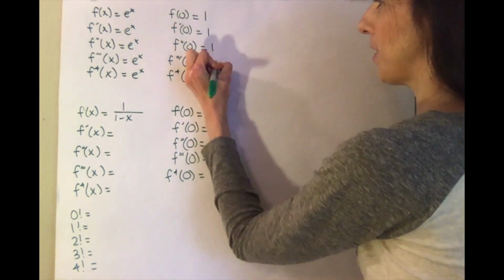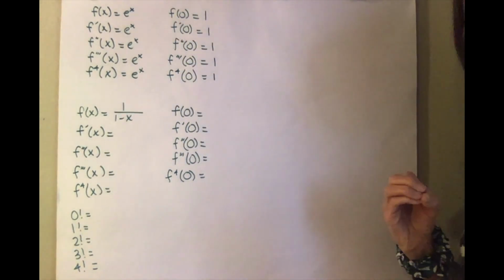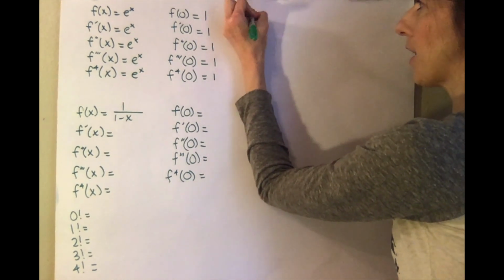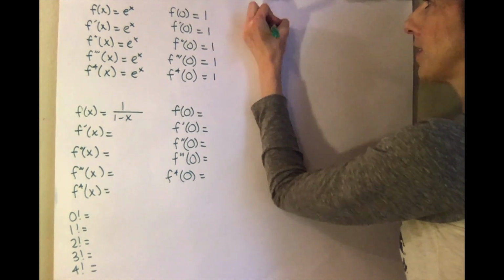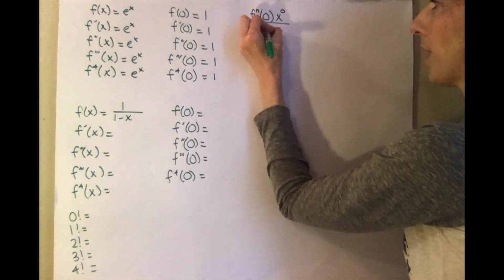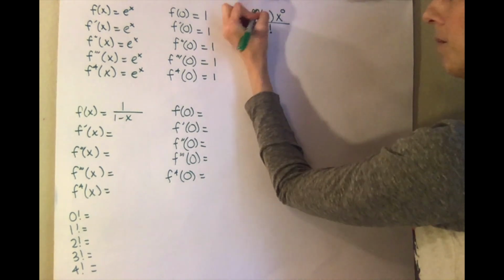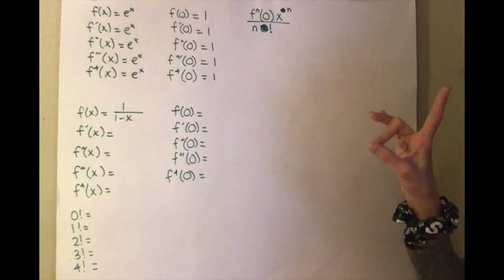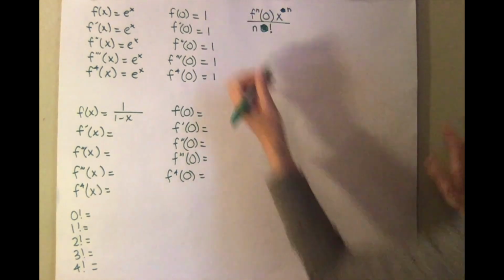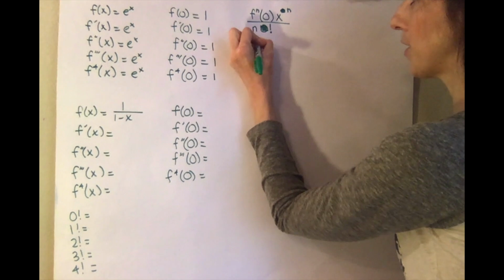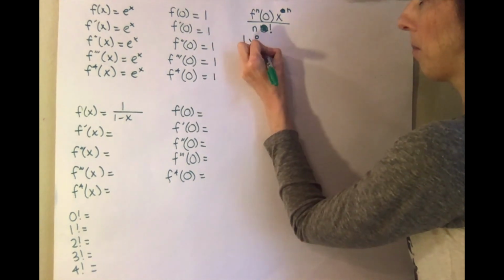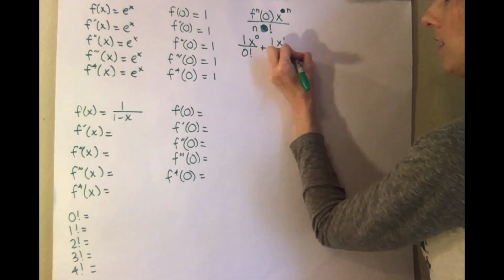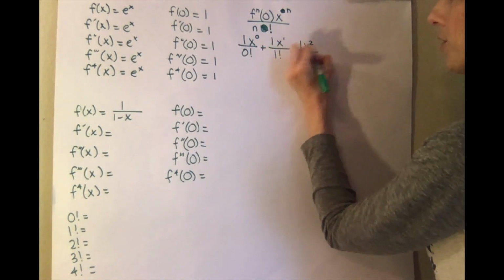So all of our derivatives evaluated at 0 of e to the x are 1. So using our general term for Maclaurin series, the nth derivative of f evaluated at 0, x to the n over n factorial. Okay, so let's go ahead and do this. So we have 1 x to the 0 over 0 factorial plus 1 x to the 1 over 1 factorial plus 1 x squared over 2 factorial.